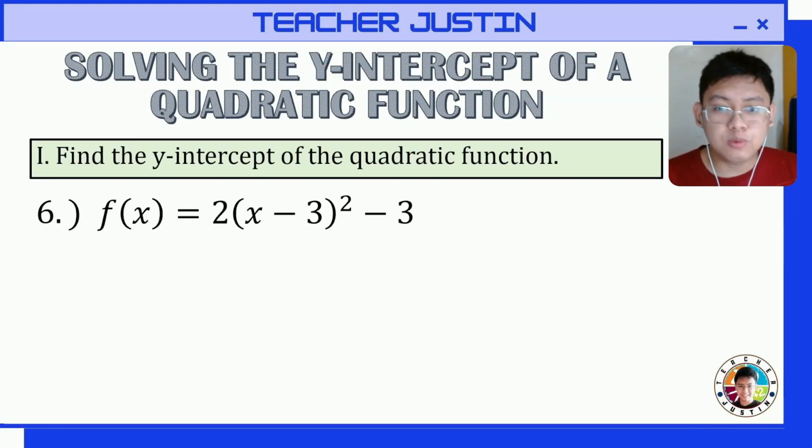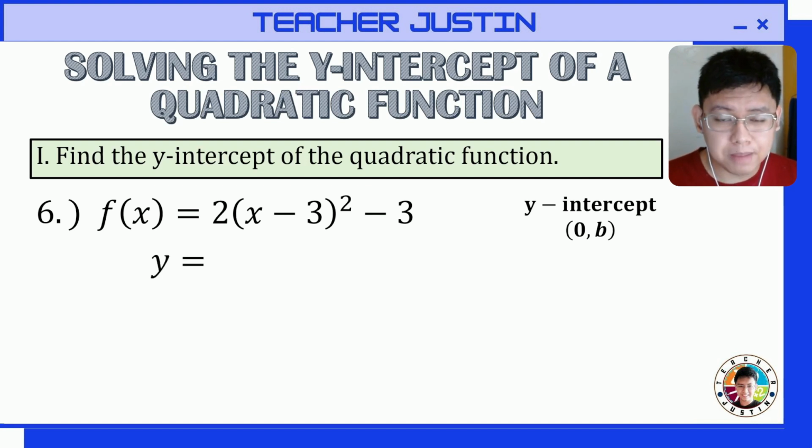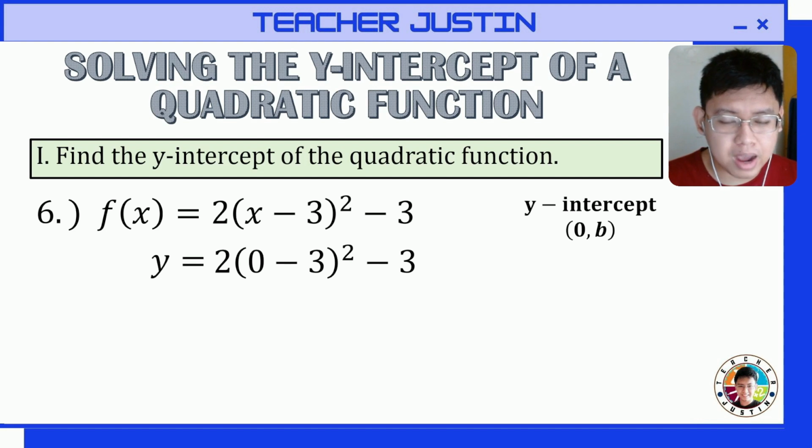Let's solve for the y-intercept of our quadratic function. We know that the y-intercept is located at (0, b). Our first step will be to change the function notation f of x to y. Then, let's change all variable x with 0. So, we have 2 times the squared quantity of 0 minus 3, minus 3. Now, let's simplify this using the order of operations. 0 minus 3 first. That will be negative 3.